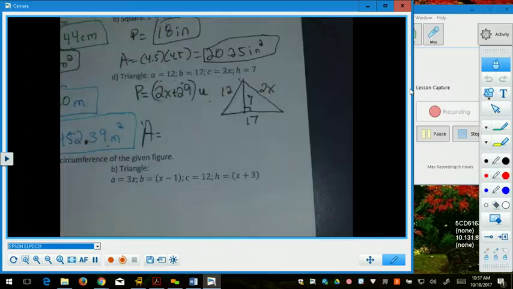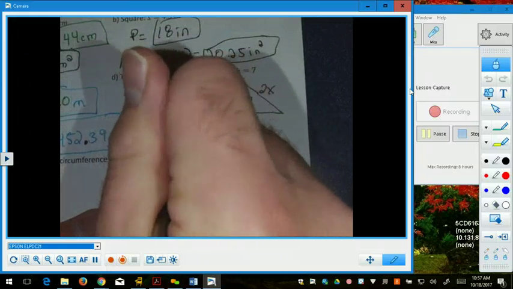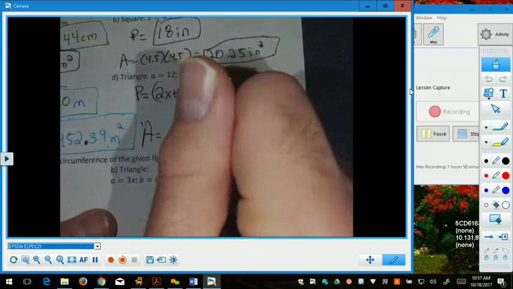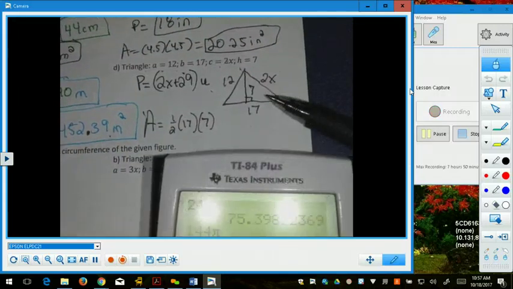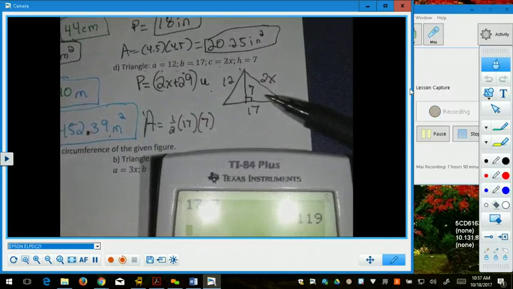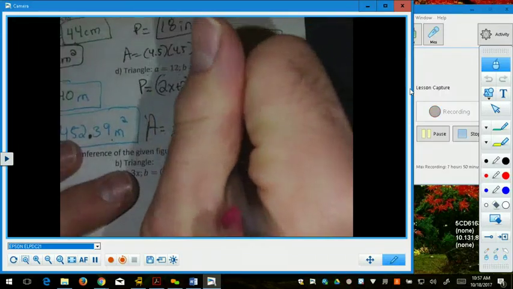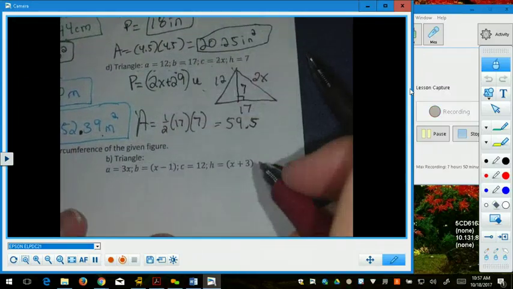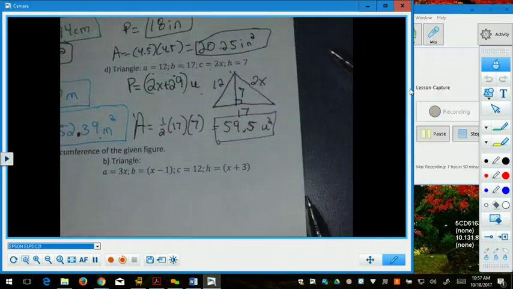Area. Area is half of the base, so half of 17 times the height of 7. So I would do 17 times 7 divided by 2, which is 119 divided by 2, which is 59.5. That is an exact value, even though it's a decimal that ends. It's not an ongoing decimal. And I'd put units squared for that.